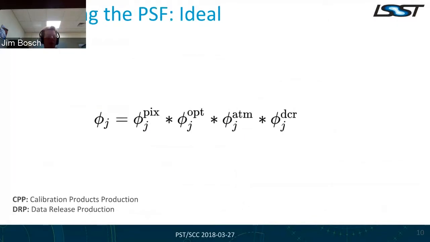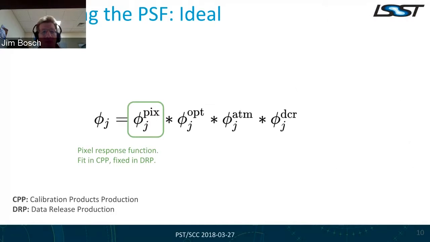So if we can make all those assumptions, this is how we would like to model the PSF. We'd like to split it into, I'm calling it, four different terms. You can count them slightly differently if you'd like. Let's start with the term for the pixels.